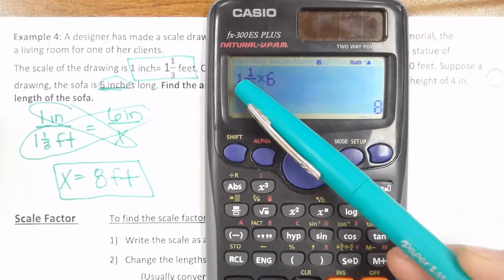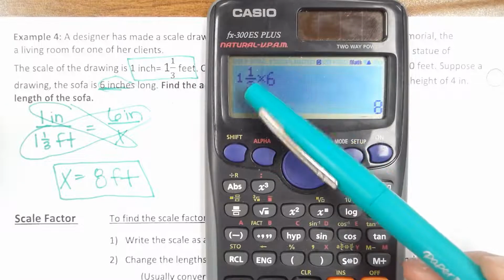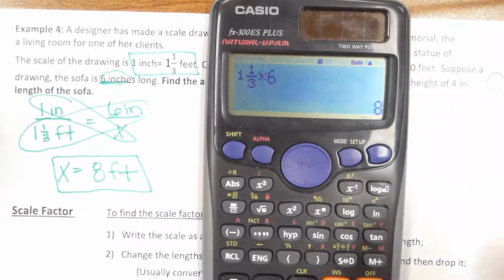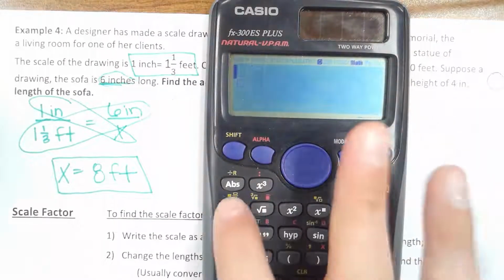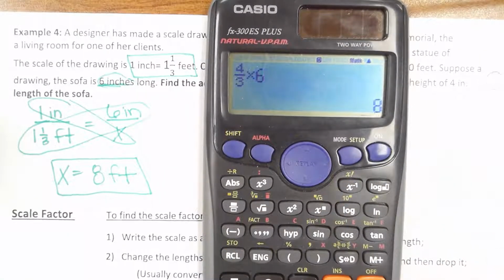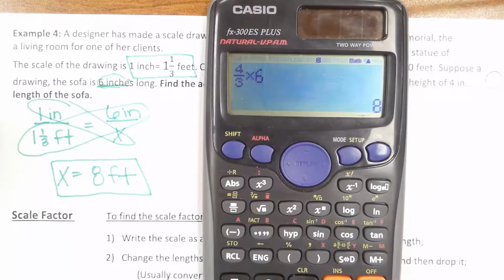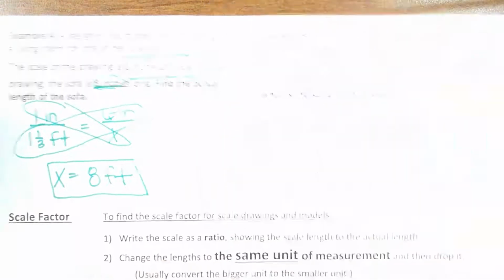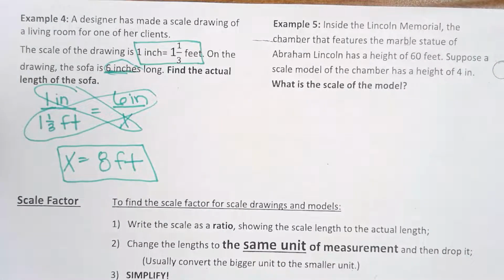So like 3 times 1 is 3, plus 1 is 4. So this would be 4/3. So 1 1/3 is the same thing as 4/3. So you would have to take the improper fraction times 6 to get the same answer. Okay. All right, so number 5 is a little different.